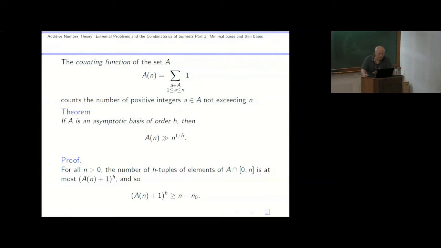Since 0 is not counted in A(n), there are at most A(n) plus 1 elements of the set up to n. The number of h-tuples is at most (A(n) plus 1) to the h. And if you can write every number greater than or equal to n_0 as a sum of h elements, you get this inequality and you take the h-th roots and you get the theorem.